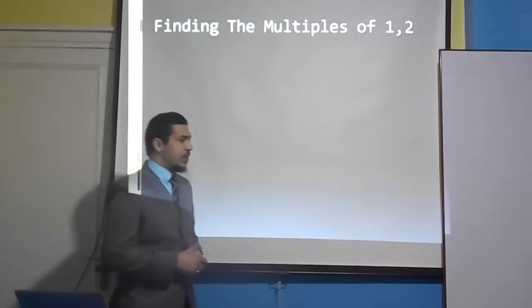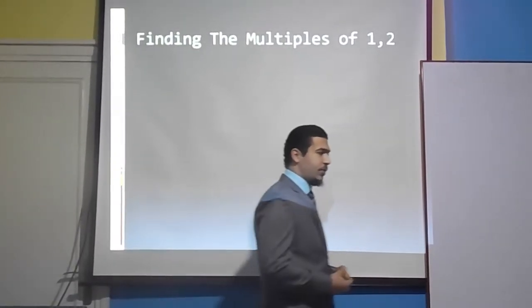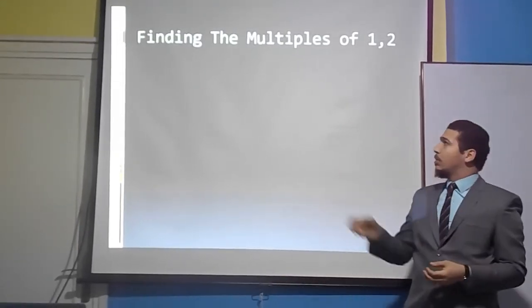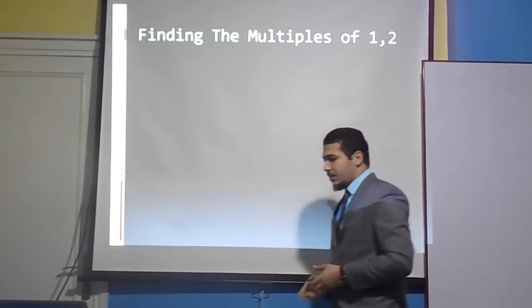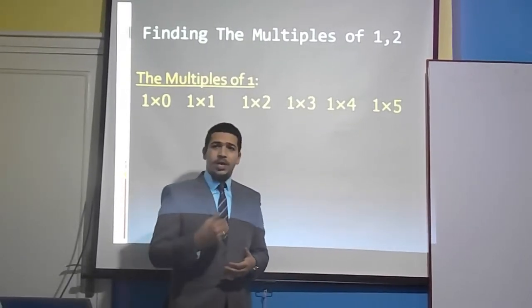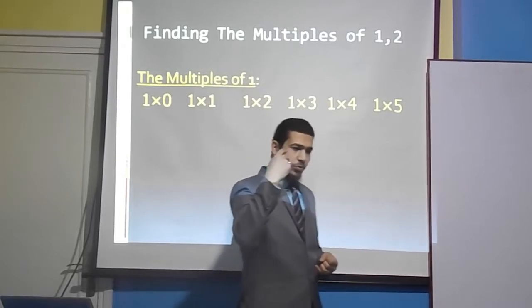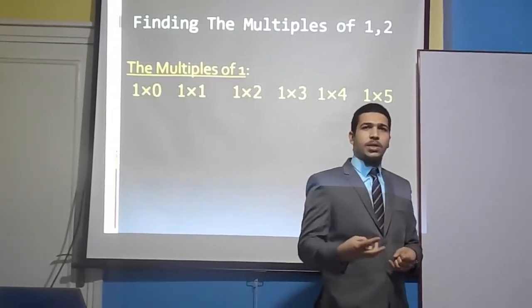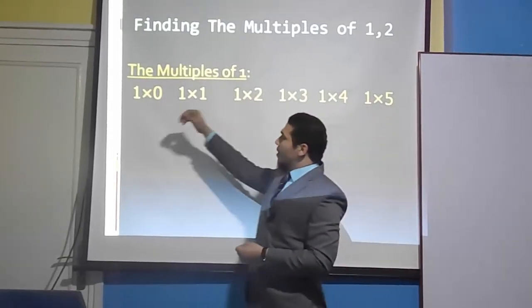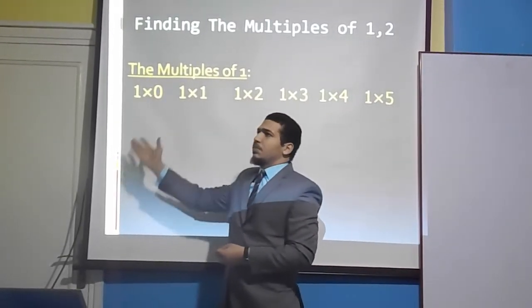Now let's speak about how we can find the multiples of some numbers, starting with the simplest one, 1. We can find the multiples of 1. What is the meaning of multiples? As we can see, 1 repeated 1 time, repeated 2 times, repeated 3 times, repeated 4 times, and so on. The multiples of 1: 1 repeated 0 times, not repeated.